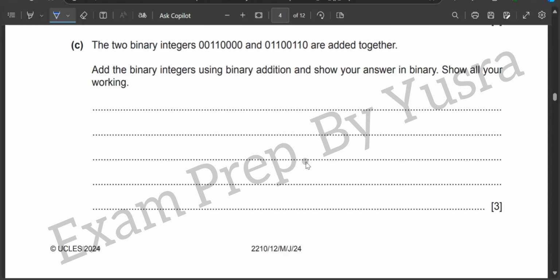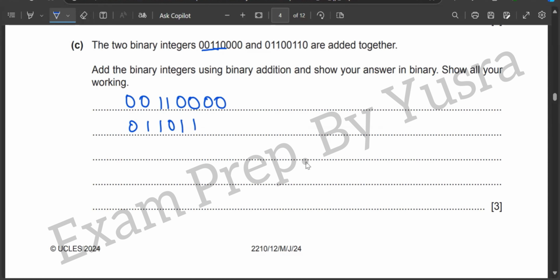The two binary numbers are added together. Add the binary integers using binary addition and show your answer in binary. Show all your working. Okay, so let's start: 0, 0, 1, 1, 0, 0, 0, 0. Then it's 0, 1, 1, 0, 0, 1, 1, 0.